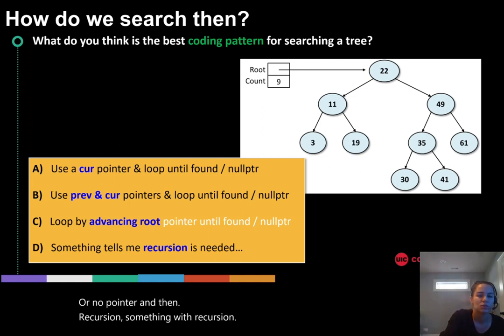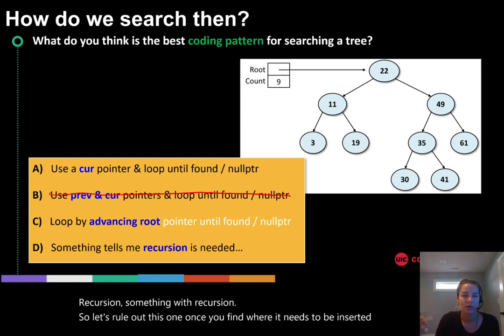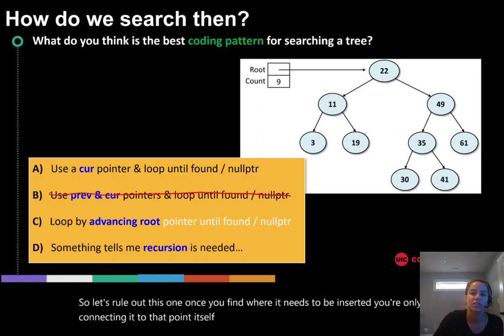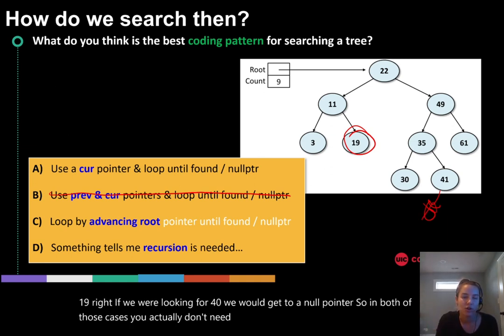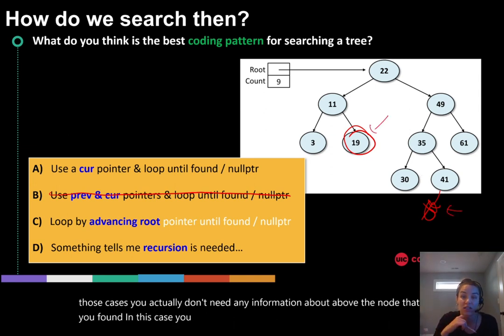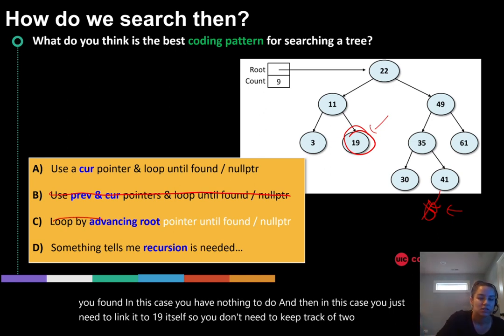So let's rule out this one. Once you find where it needs to be inserted, you're only connecting it to that point itself, right? So if we were looking for 19, we would find 19. If we were looking for 40, we would get to a null pointer. So in both of those cases, you actually don't need any information about above the node that you found. In this case, you have nothing to do. And then in this case, you just need to link it to 19 itself. So you don't need to keep track of 2 pointers.